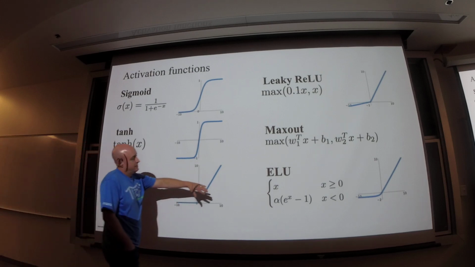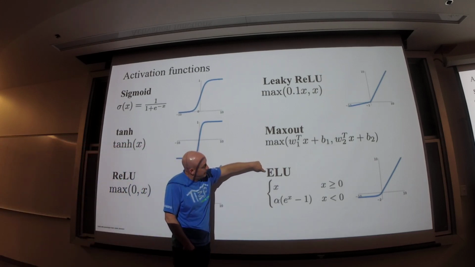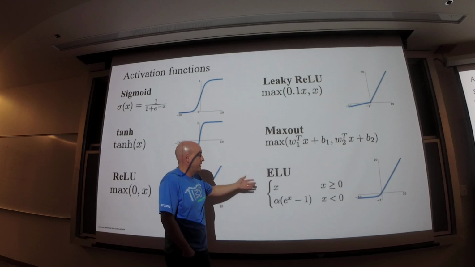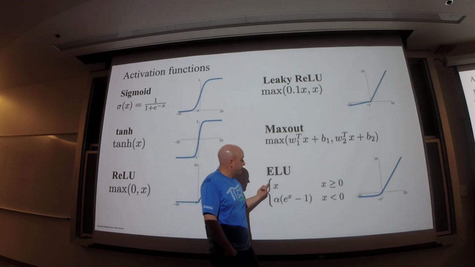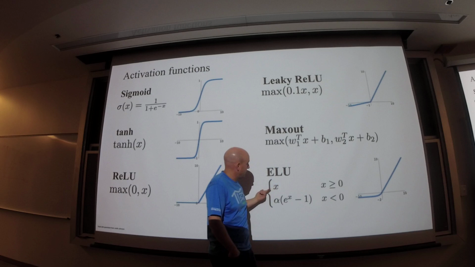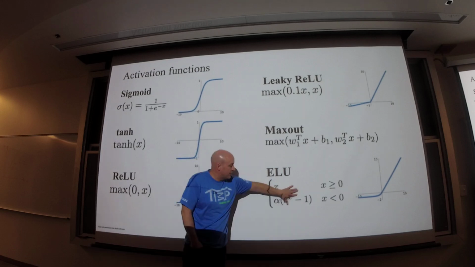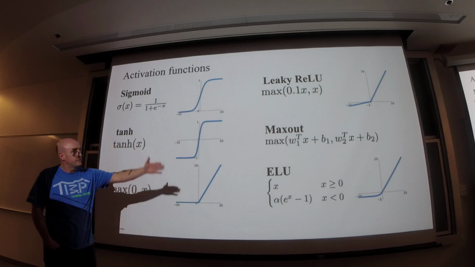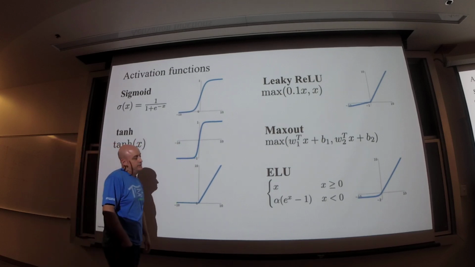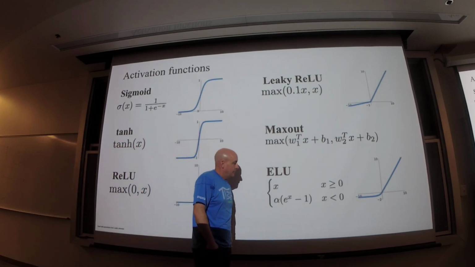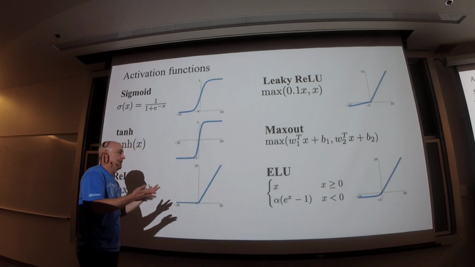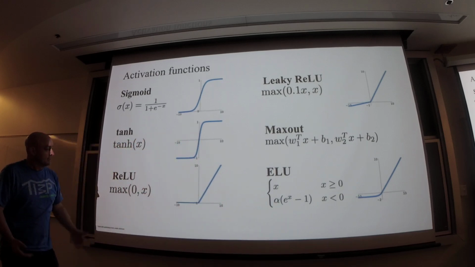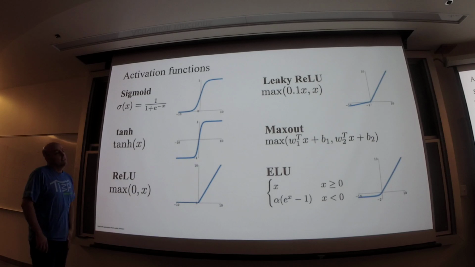ELU is the exponential linear unit, so this is very similar. Again, it has the same property, but it has this exponential behavior when x is negative. So it's kind of like the Leaky ReLU, but a little more smooth, which may be good sometimes.